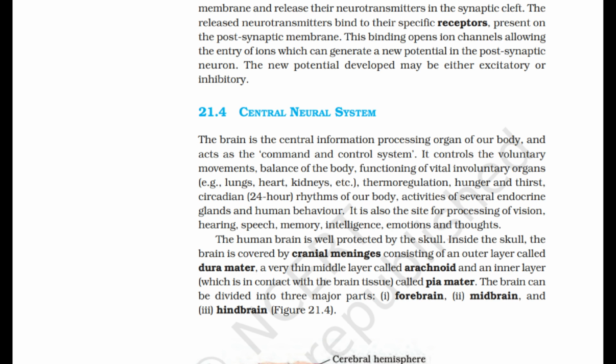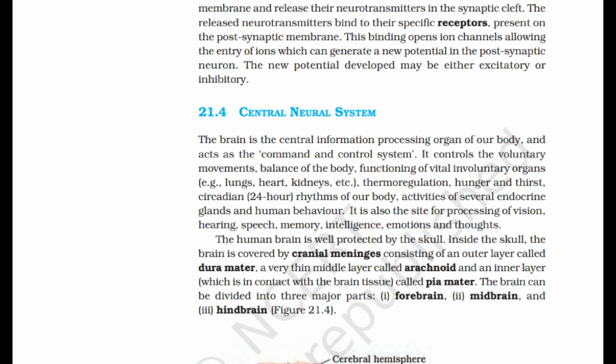Central neural system. The brain is the central information processing organ of our body and acts as the command and control system. It controls the voluntary movements, balance of the body, functioning of vital involuntary organs, for example lungs, heart, kidneys, etc., thermoregulation, hunger and thirst, circadian, 24-hour rhythms of our body, activities of several endocrine glands, and human behavior. It is also the site for processing of vision, hearing, speech, memory, intelligence, emotions, and thoughts.